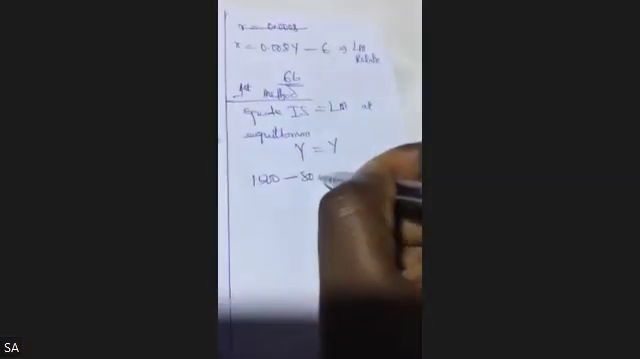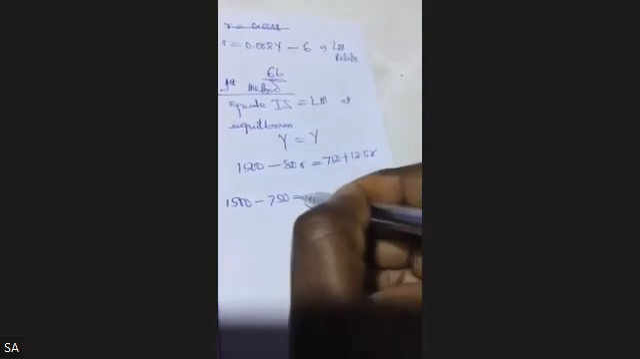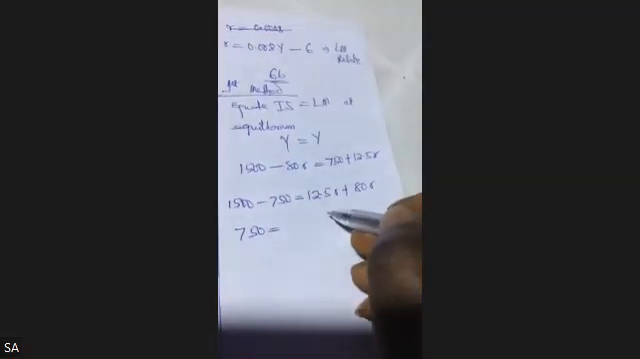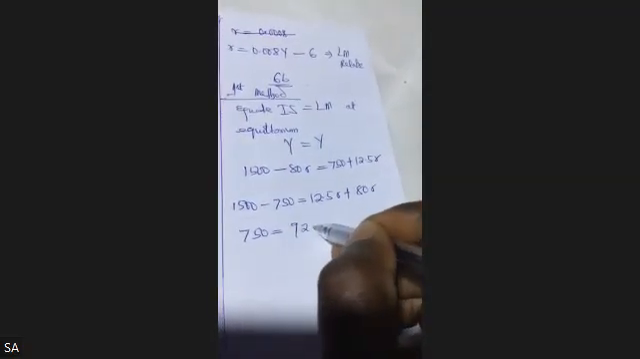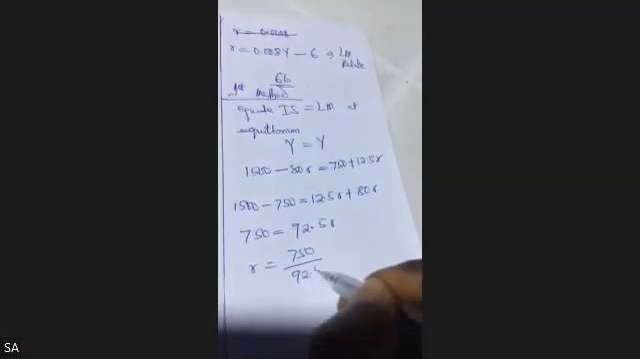1,500 minus 80R equals 750 plus 12.5R. So now let's bring R to this side, this to this side. So this will give us 1,500 minus 750 equals 12.5R plus 80R. So this should give us 750, right? Equals, this should give us 92.5R, if I'm correct. So R will give us 750 divided by 92.5. What do you have, please?